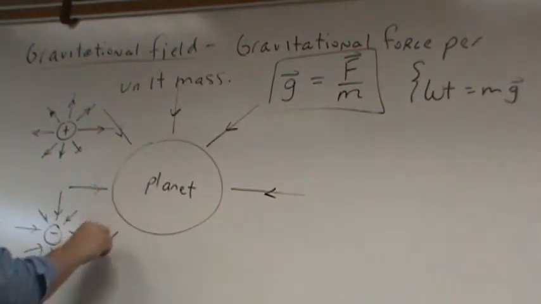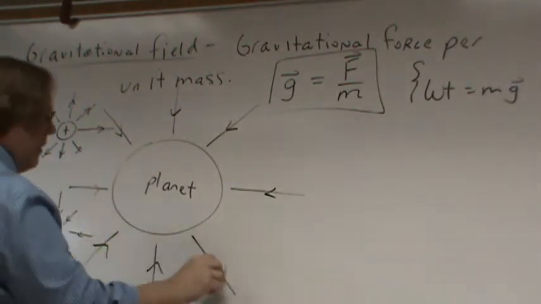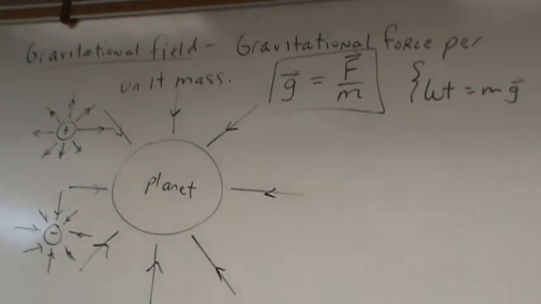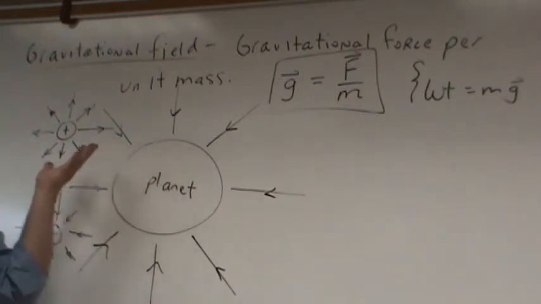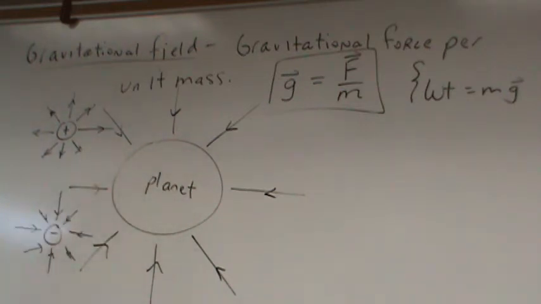So right off the bat, you don't have to ask yourself what direction, you don't have to use your cleverness to figure out what direction the gravitational field lines point. They always point towards the planet. Okay, great. Well, let's go ahead and do a really simple problem.